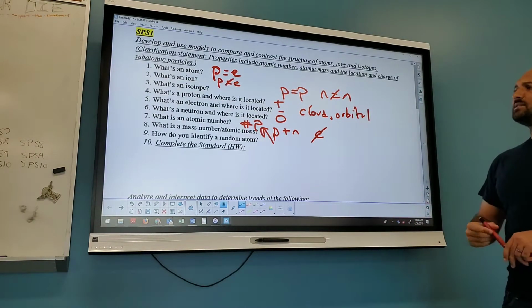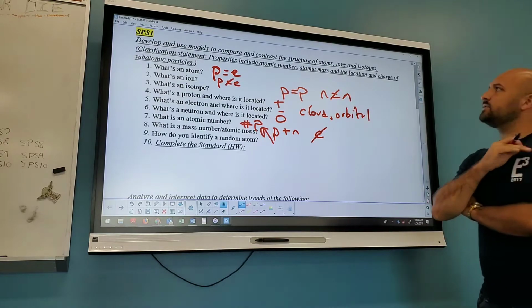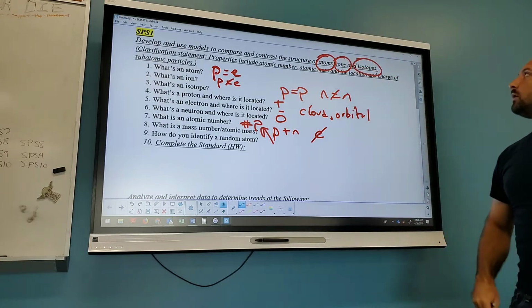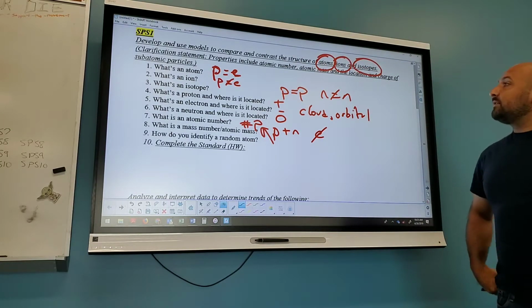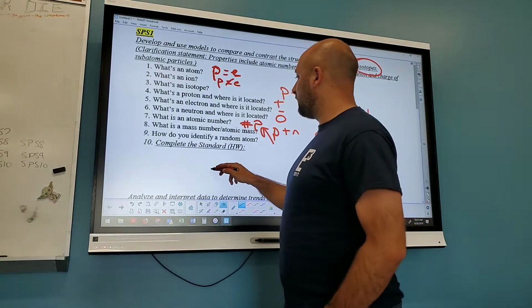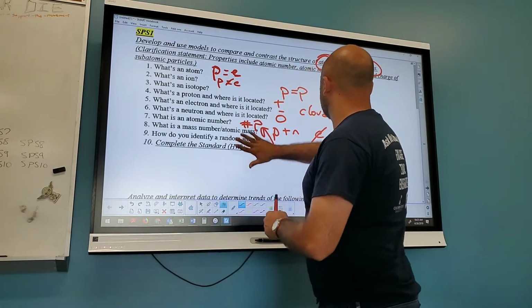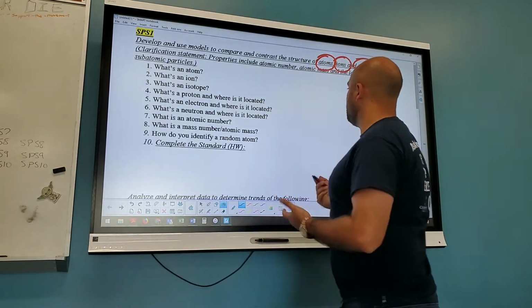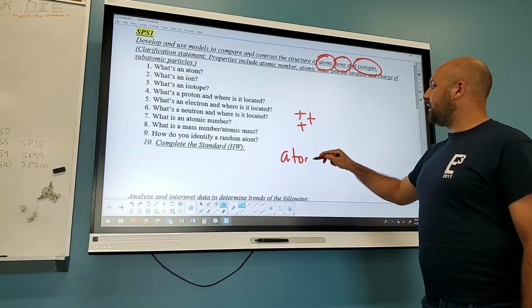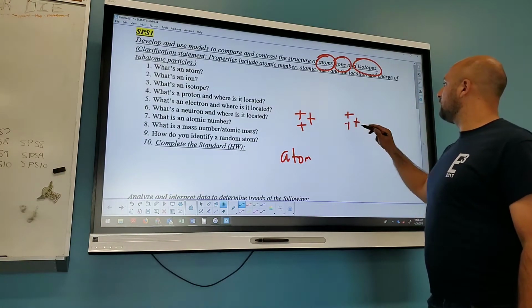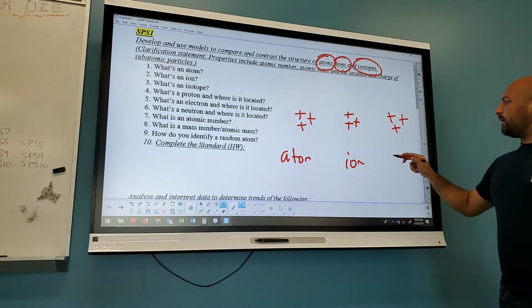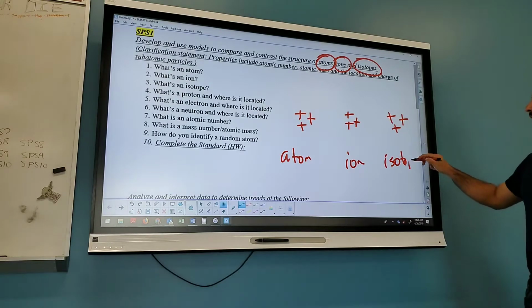Now, the next thing says complete the standard. The standard says develop and use models to compare and contrast atoms, ions, and isotopes. So for all atoms, ions, and isotopes, comparing them, they all want to have the same number of protons. Let's say we're dealing with lithium, for example. In lithium, you have 3 protons. Let's say this is my atom, this one's my ion, and this one's my isotope. All of them must have 3 protons. Otherwise, it will no longer be lithium.